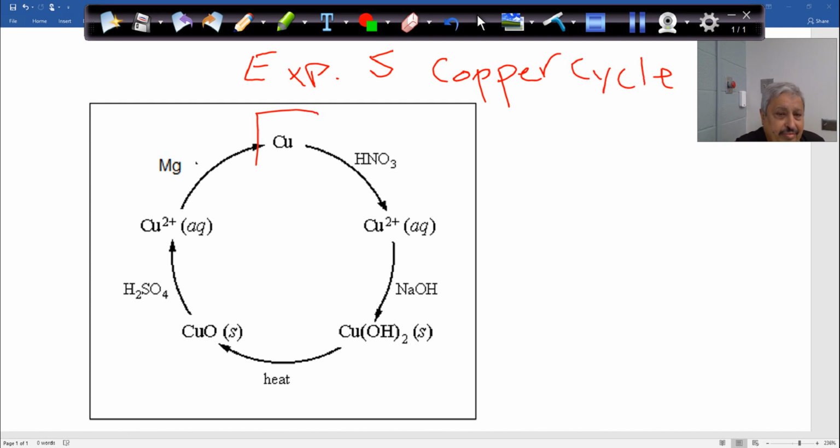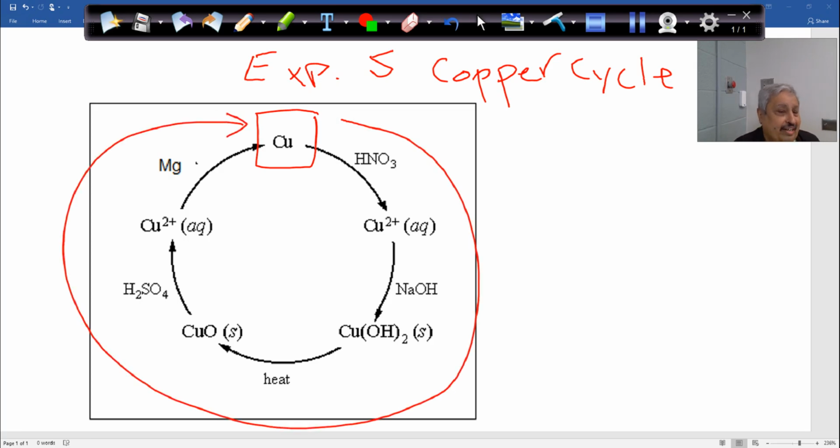We start with the element copper, a very golden, brownish golden color. And then we have to recover it back. We start from here and go through all the stuff here back into whatever we have started with. We start with a certain amount, say 0.4 grams, whatever. And after all these cycles here, we have to determine how much we have recovered.